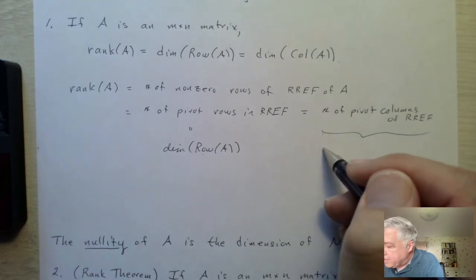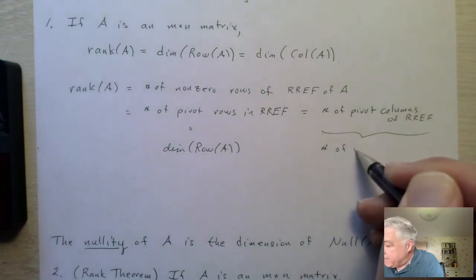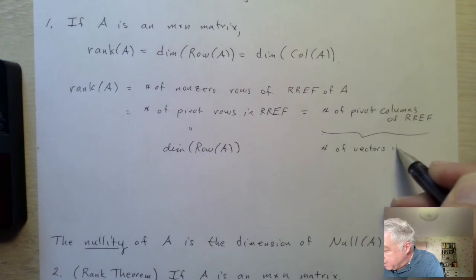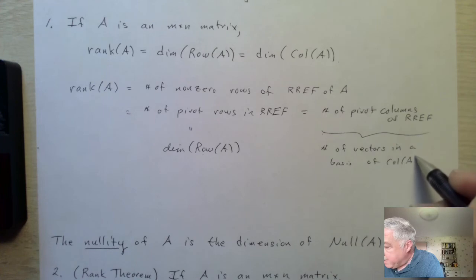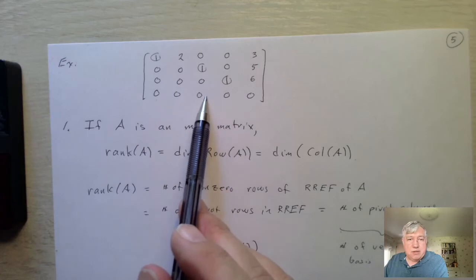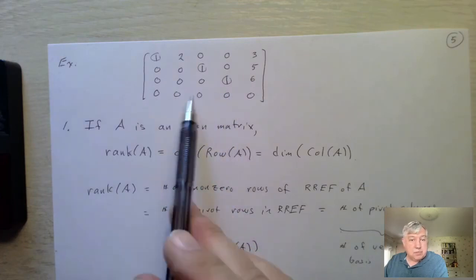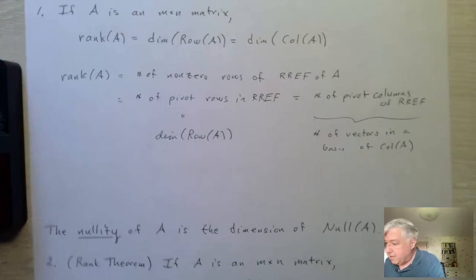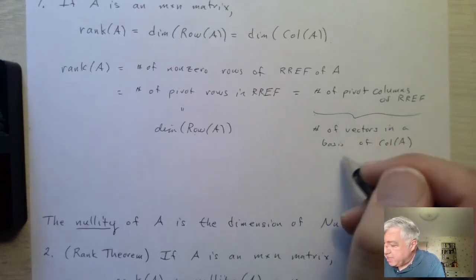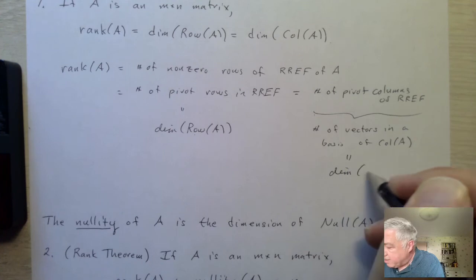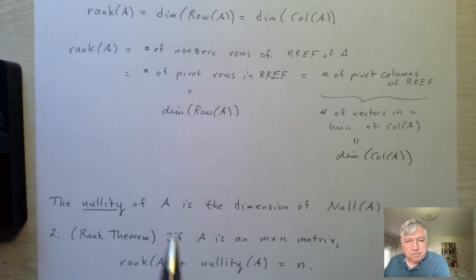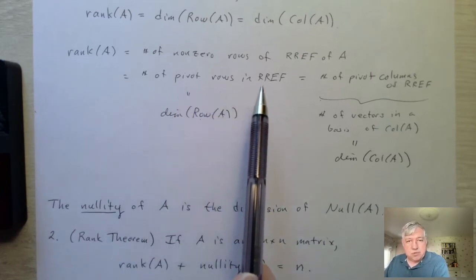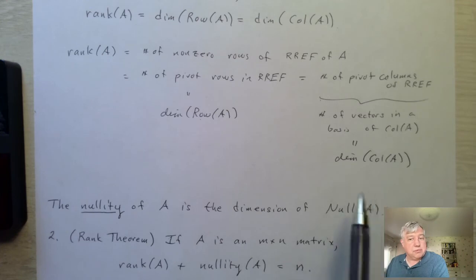This is going to be equal to the number of vectors in a basis of the column space of A. As for example, we would take the first, second, and fourth columns of our original matrix to be the basis of the column space. So that's going to be the dimension of the column space. Okay, so that's what it basically boils down to, because the number of pivot rows is equal to the number of pivot columns in reduced row echelon form.